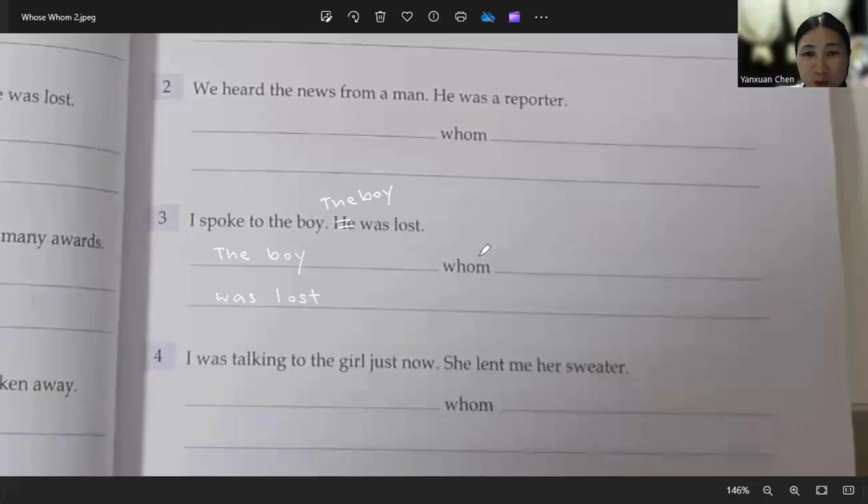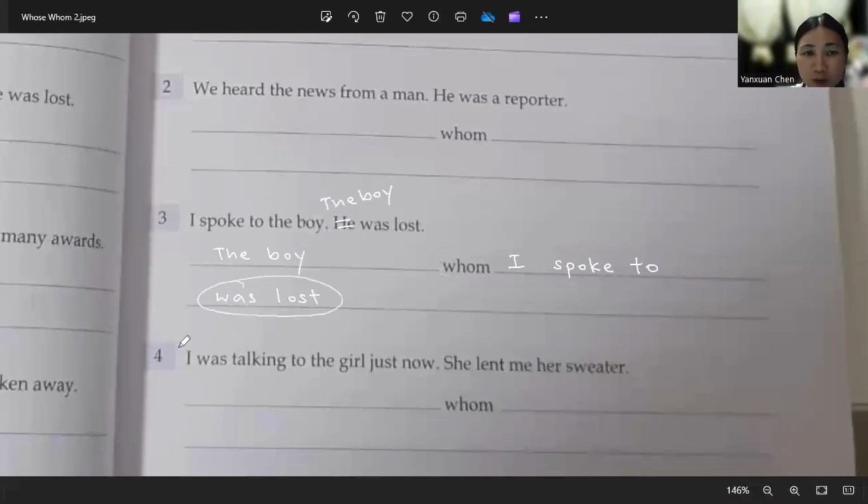And so here we need to insert the first sentence, whom. Okay, so whom here would be an action done to the boy. So what action was done to the boy? You see, I spoke to the boy. So the action is that I spoke to. Okay, so you need to insert I spoke to. So the answer is the boy whom I spoke to was lost.